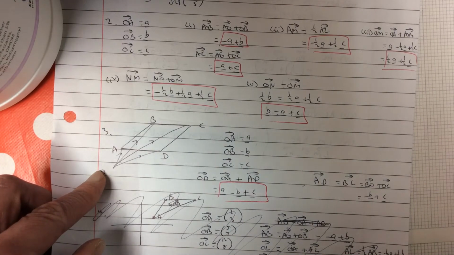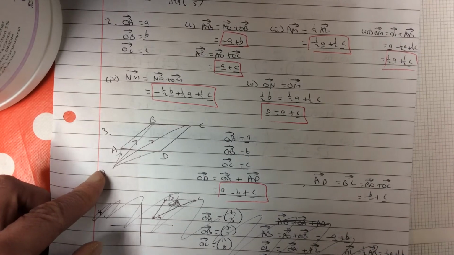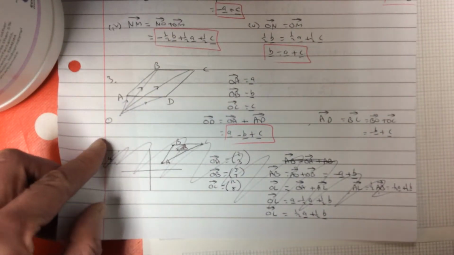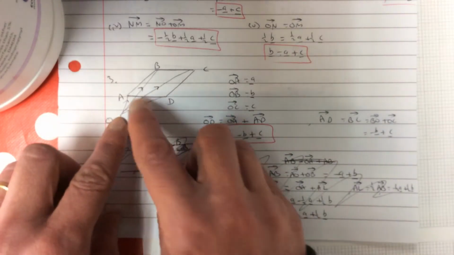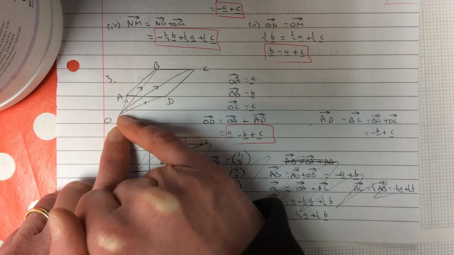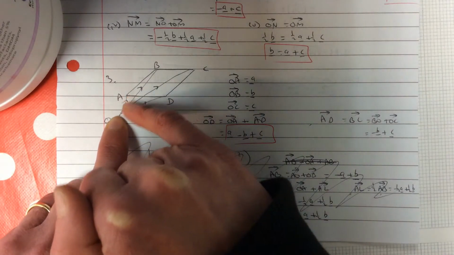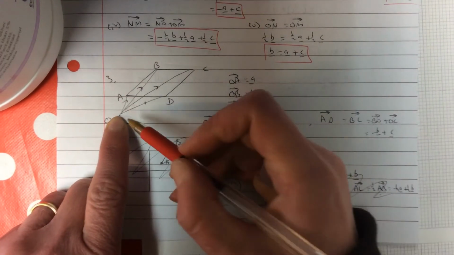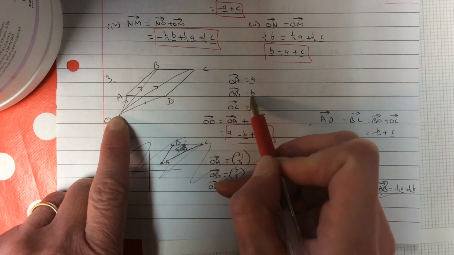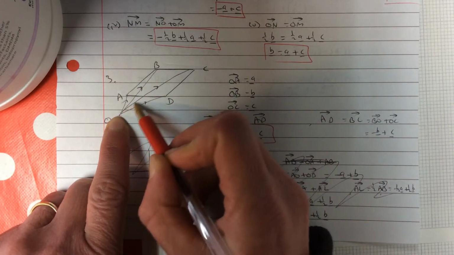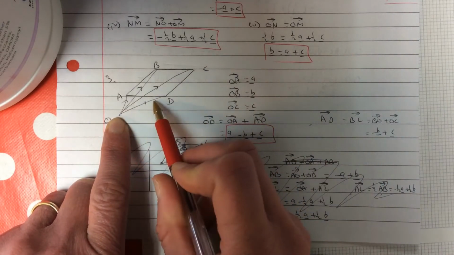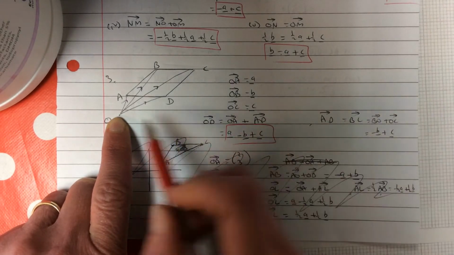Question 3, the parallelogram. Right, it's a bit of a mess here. Hopefully, if I talk you through it, you'll be able to see what I'm doing. A, B, C, D is your parallelogram. The position vectors come from O. So O to A, see there? That is your vector a. O to B is your vector b. O to C is your vector c. And O to D, you have to find it.